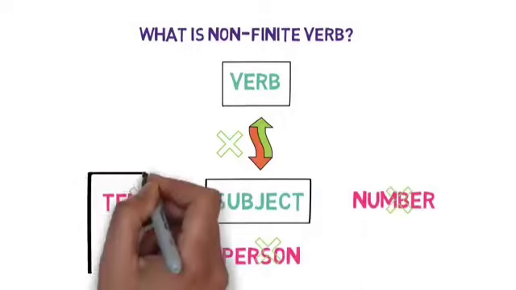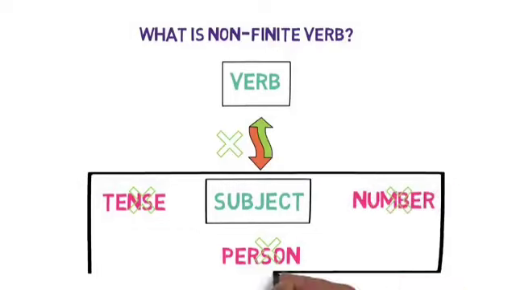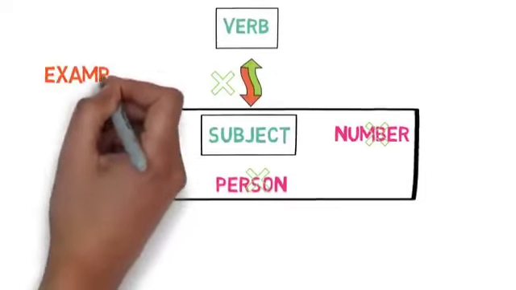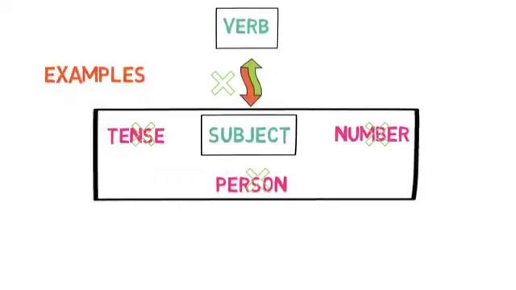They don't change as per the tense or as per the person or as per the number of the subject in the sentence. And they don't perform any action in the sentence. First, let's understand it with an example.